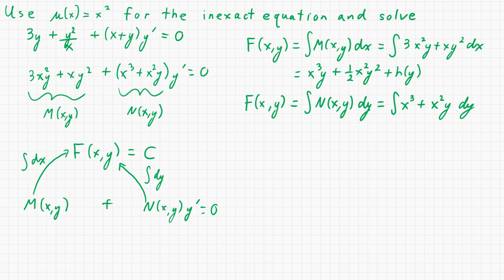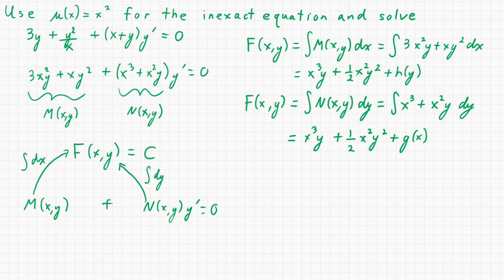All right, well, let's see, x cubed will become x cubed y, and then x squared y, the y turns into y squared, and a 1/2 pops out to balance the power. So I get 1/2 x squared y squared. Right, and I might also need this g of x function in case anything disappeared, going from f to N with the partial derivative with respect to y.